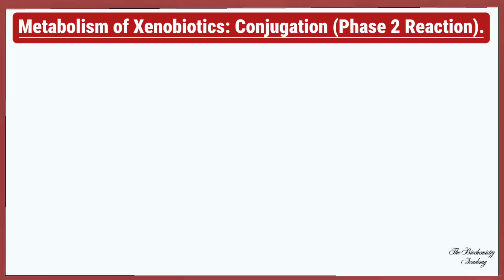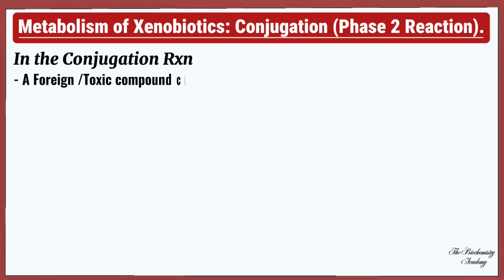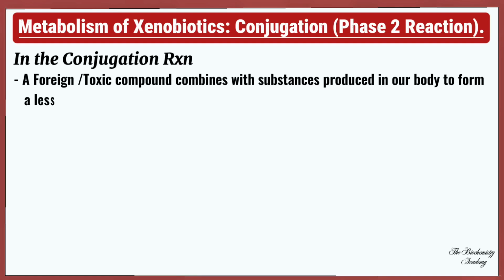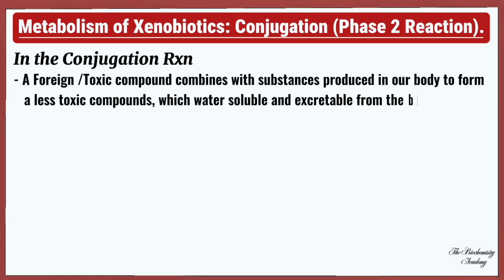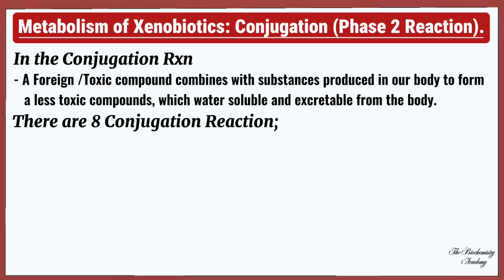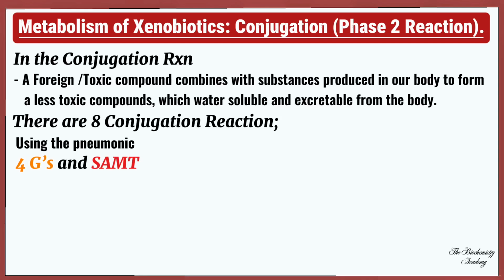The phase 2 reaction is conjugation. In conjugation, the foreign compound or the toxic compound combines with substances that are produced in our body to form a less toxic compound, which is water soluble and excretable. There are up to 8 conjugation reactions that are important to us. So let's make it easier for anyone to remember these reactions. We can use the mnemonic 4Gs and SAMT. Let's name these reactions.